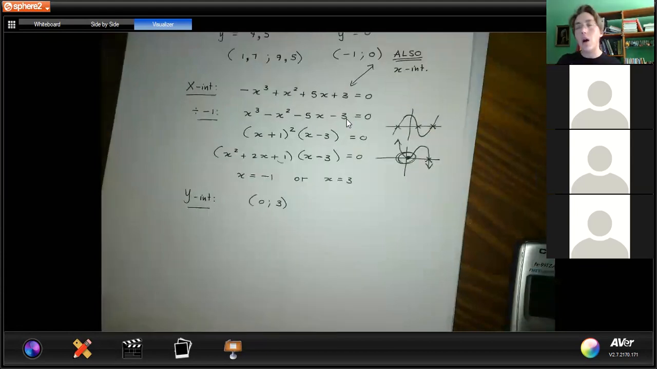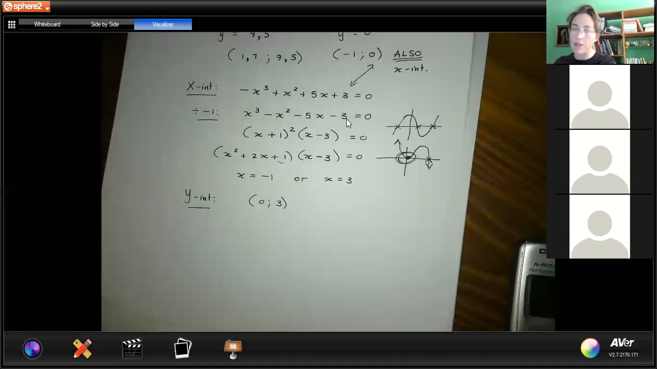Now, if they don't ask you to classify the nature of the stationary point, meaning they don't really need you to do a second derivative test to see if it's a local maximum, or a first derivative test to see if it's a local minimum, if they have no questions about that specifically, then you really don't need to do those derivative tests.